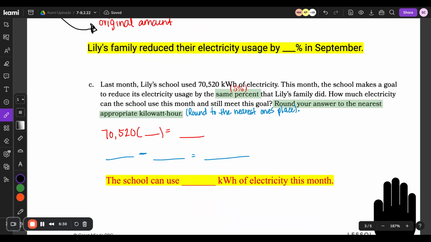And for part C, it says that last month Lily's school used 70,520 kilowatts of electricity. This month, the school makes a goal to reduce electricity usage by the same percent. So they want to reduce it by 5%. So for this one, since we want to reduce, you'll see that we actually have subtraction here. So you're going to figure out what 5% of 70,520 is, and that's what's going to go here. And then you're going to take your 70,520 minus the percent that you found here. That is what's going to go here.